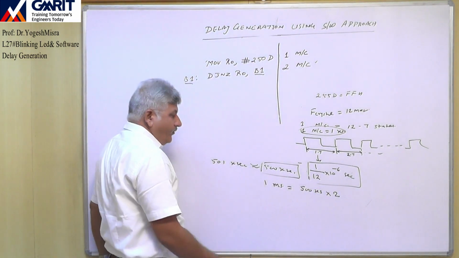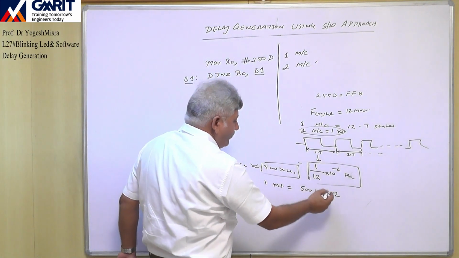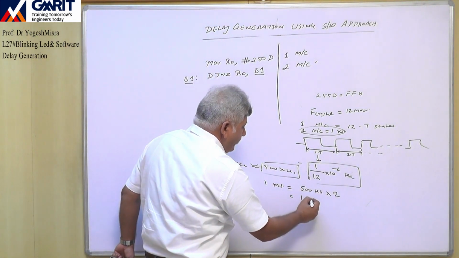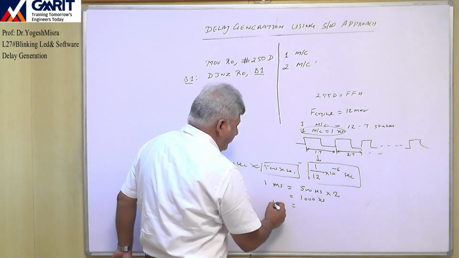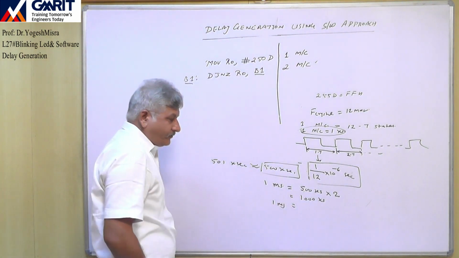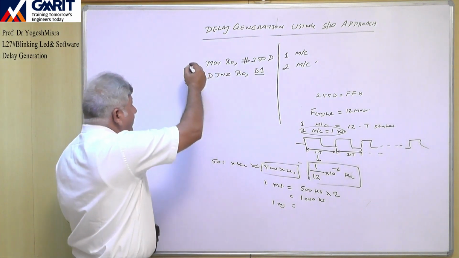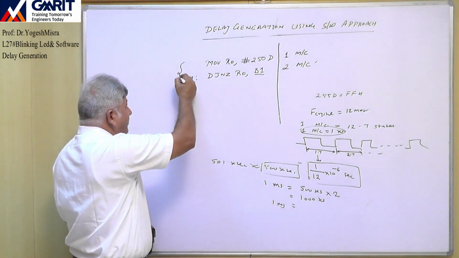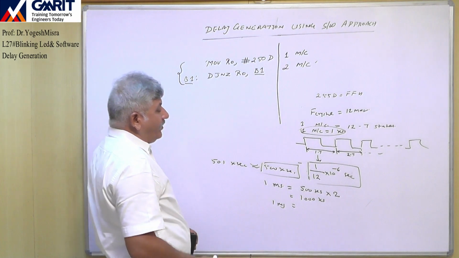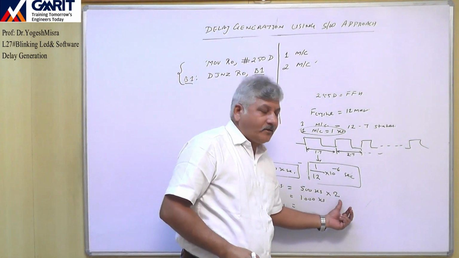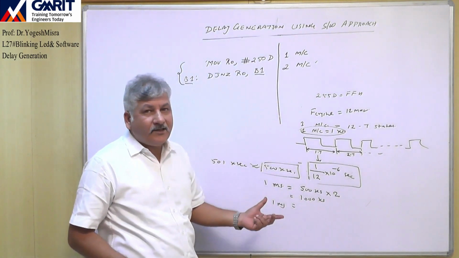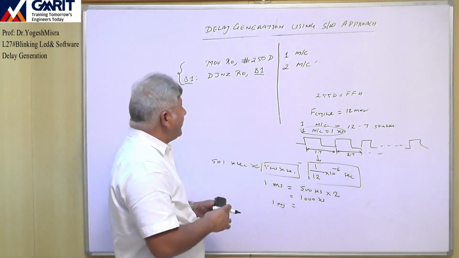We know that 1 millisecond is equal to this 500 microseconds multiplied by 2. 500 into 2 is 1000 microseconds, which is equal to 1 millisecond. So basically, if these sets of instructions are repeated 2 times, then we can get 1 millisecond of delay. So how can we achieve that?